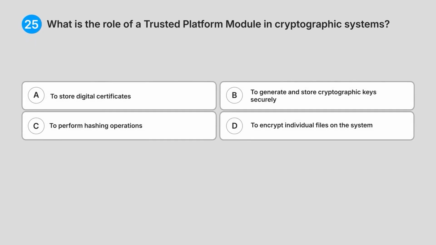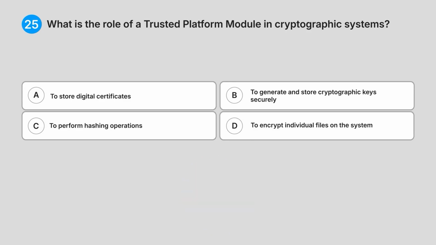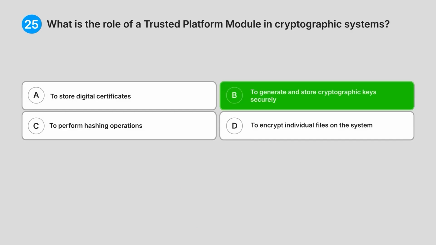25. What is the role of a trusted platform module in cryptographic systems? A. To store digital certificates. B. To generate and store cryptographic keys securely. C. To perform hashing operations. D. To encrypt individual files on the system. Can you guess the answer? Correct answer, B. To generate and store cryptographic keys securely.